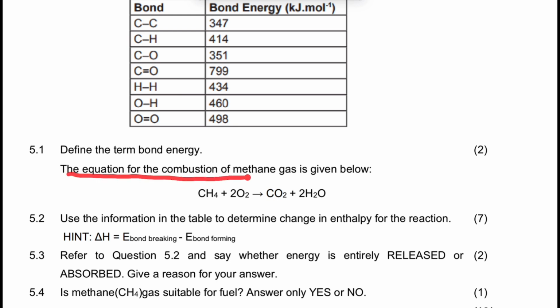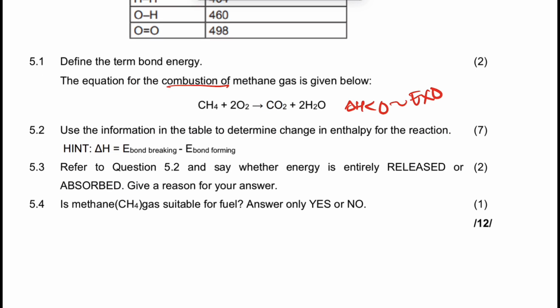It says the equation for combustion of methane gas is given below. This is methane in the presence of oxygen, giving carbon dioxide and water. As long as it's combustion, it's an exothermic reaction. That means our delta H is less than 0. There's an energy release.